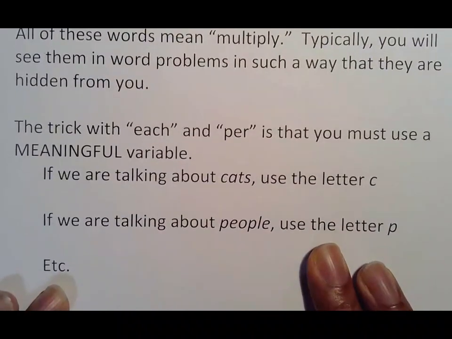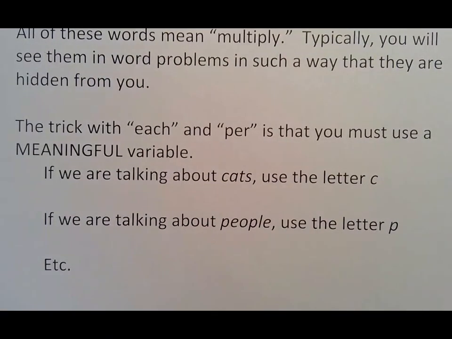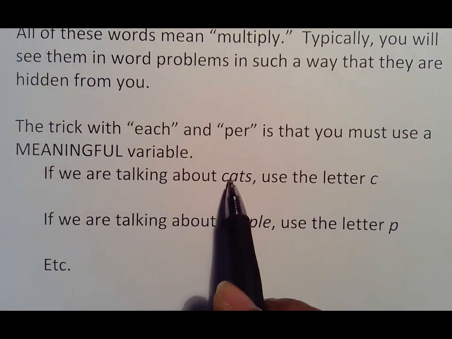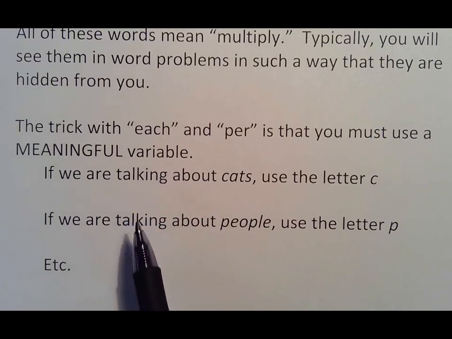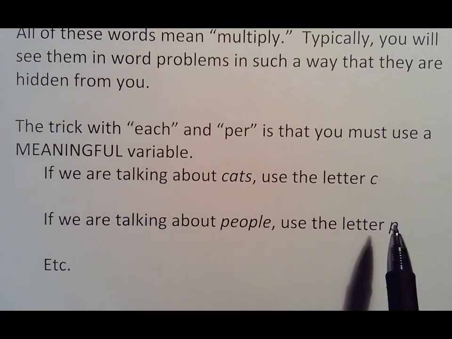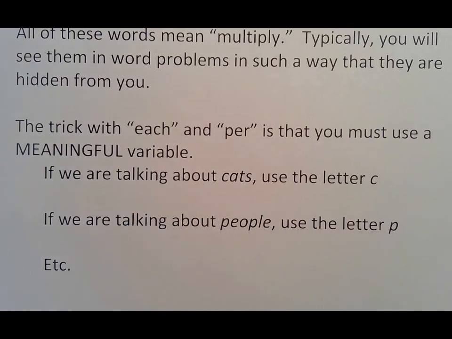The trick with each and per is that you must use a meaningful variable. So if we're talking about cats with each or per, so each cat, you want to use the letter C because C could stand for cats. If you're talking about people, you would use the letter P for people. If you're talking about books, you would use B for books, and so on.